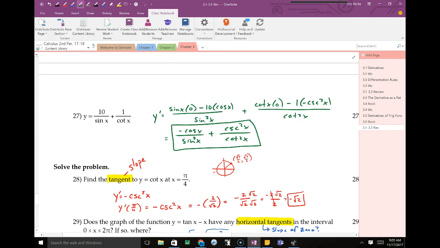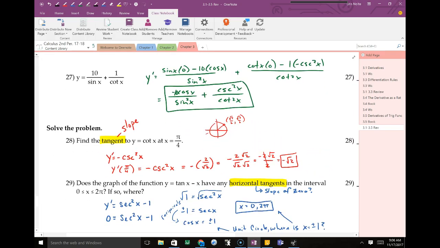The 10. Oh, 10. Right there. Thank you. Very good catch. 10 minus 10 cosine. Thank you. Where did the sine go? Sine times 0. Oh, right. Same thing with this one. Right. Yep. Yep.